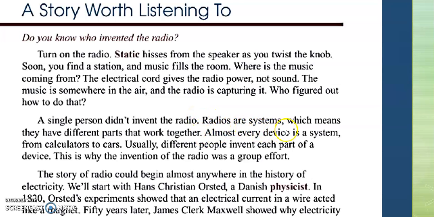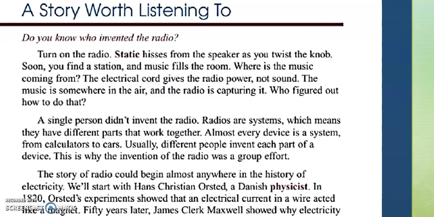Radios are systems, which means they have different parts that work together. Almost every device is a system. For example, from calculators to cars, usually different people invent each part of a device. This is why the invention of the radio was a group effort. It's a process. The radio is a process, and we have different devices.